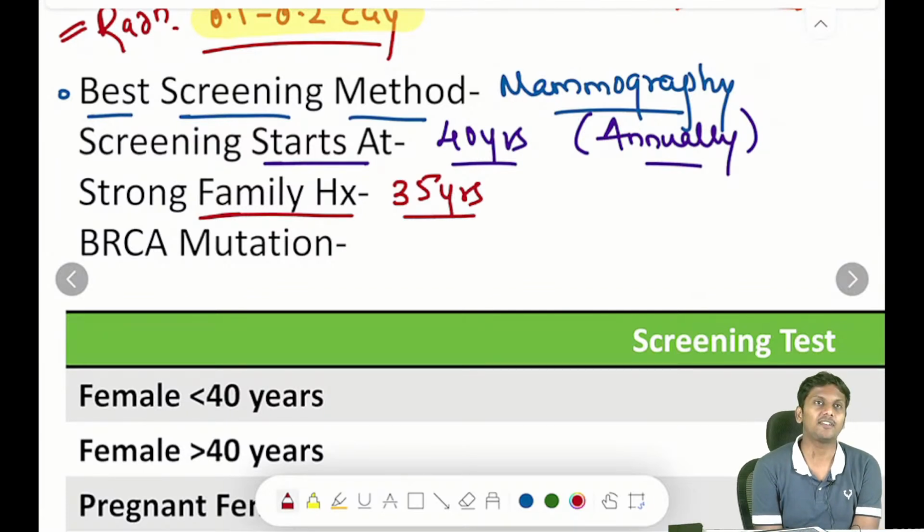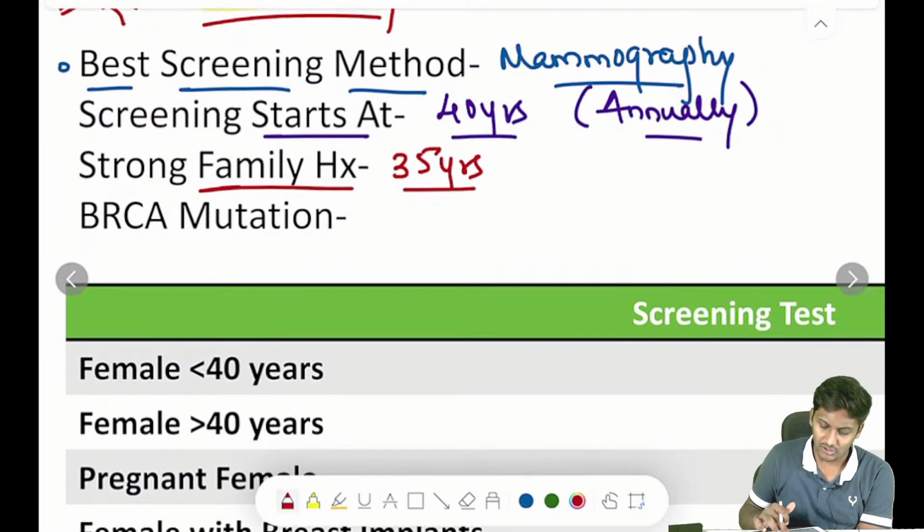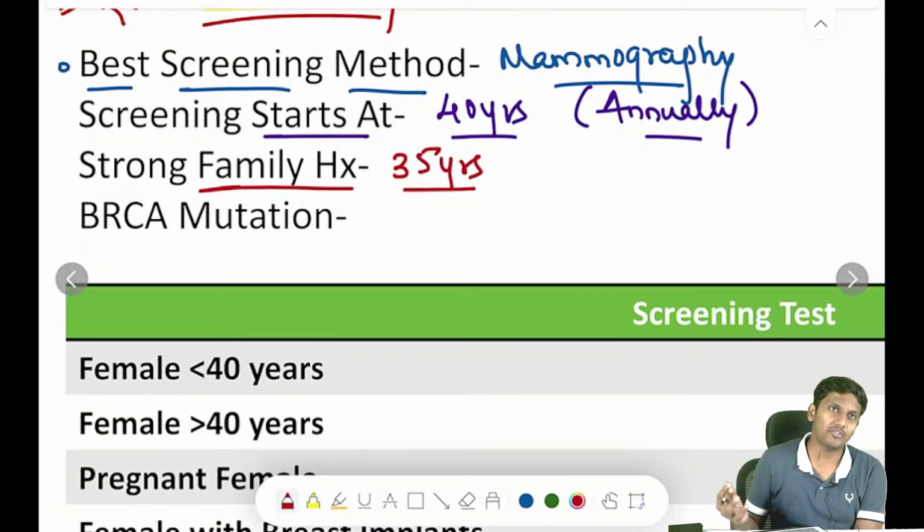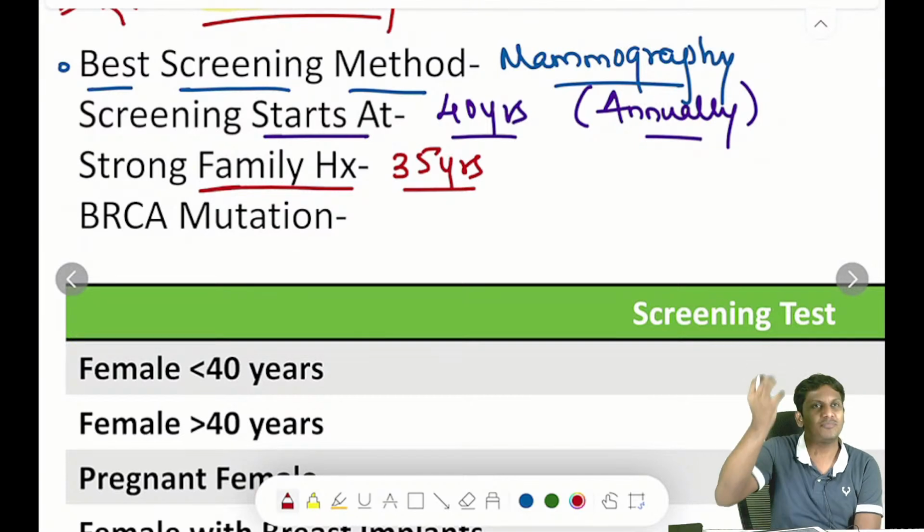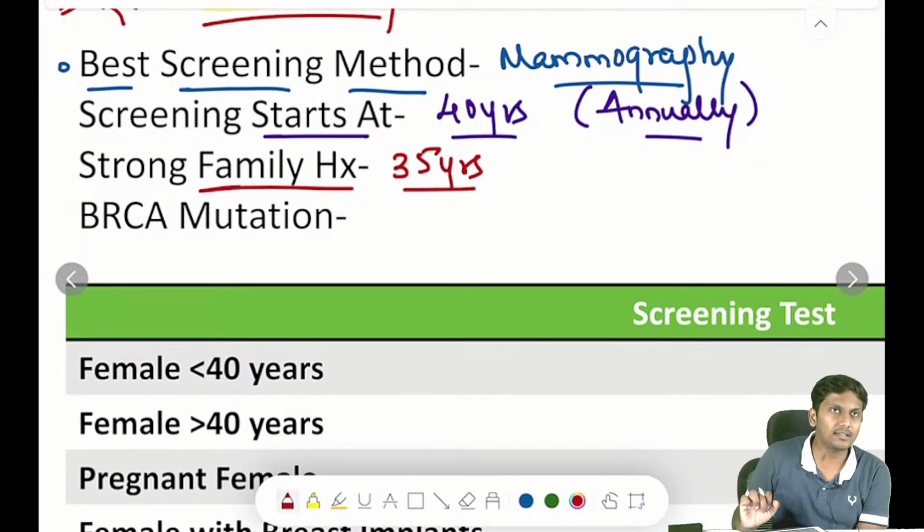In these patients, definitely the screening for breast cancer should start as early as 35 years of age, and the same technique can be used, that is mammography, because till 35 definitely the amount of glandular tissue in the breast would have been reduced. Okay, so not much difficulty comes even at 35.